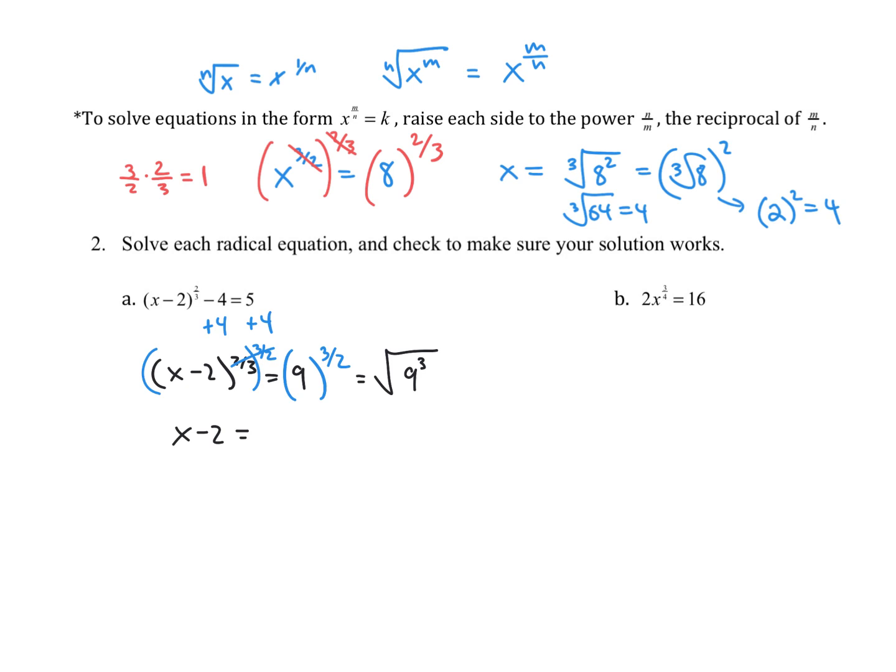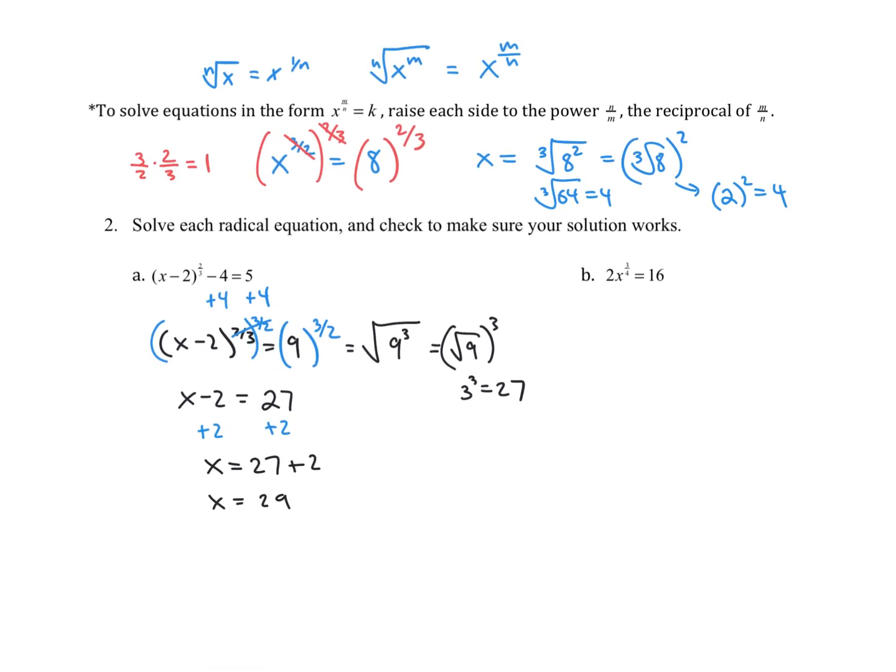Now, 9 to the 3rd power is a big number, so it might be easier to square root the 9 first and then raise it to the 3rd power and put that exponent on the outside. The square root of 9 is 3, and 3 to the 3rd is 27. So we end up with x minus 2 equals 27. Now I add 2 to both sides, and we get x equals 27 plus 2, which is 29.